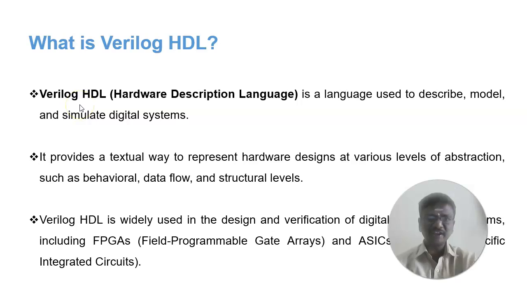Actually HDL is divided into two. One is VHDL and the other one is Verilog HDL. So here we are going to discuss the Verilog HDL. Verilog hardware description language is a textual way to represent hardware designs at various levels of abstraction. There are three levels of abstraction: behavioral model, data flow model and structural model. So these are the three levels of abstraction we are going to discuss in this Verilog HDL.